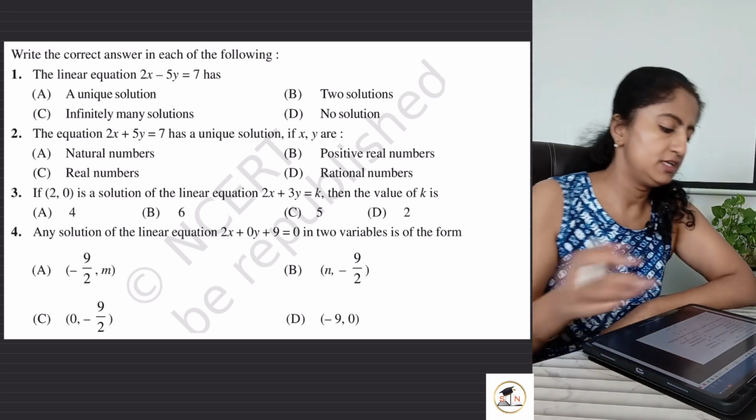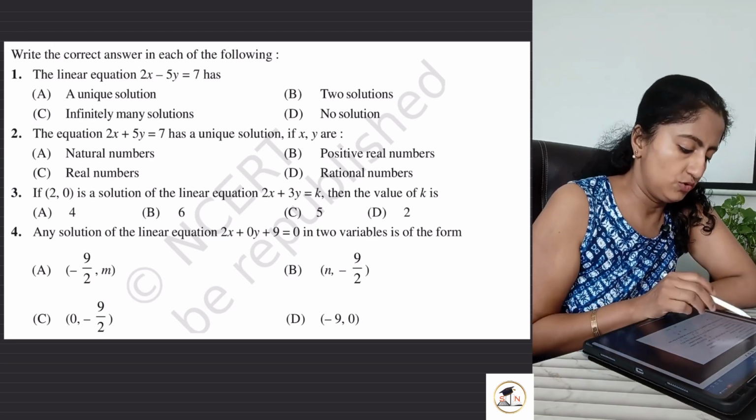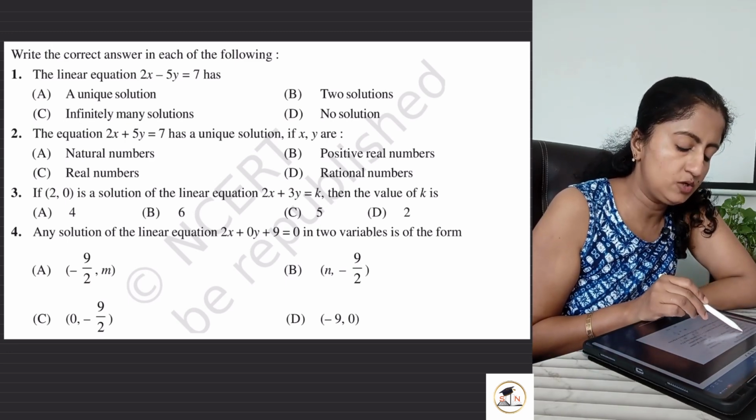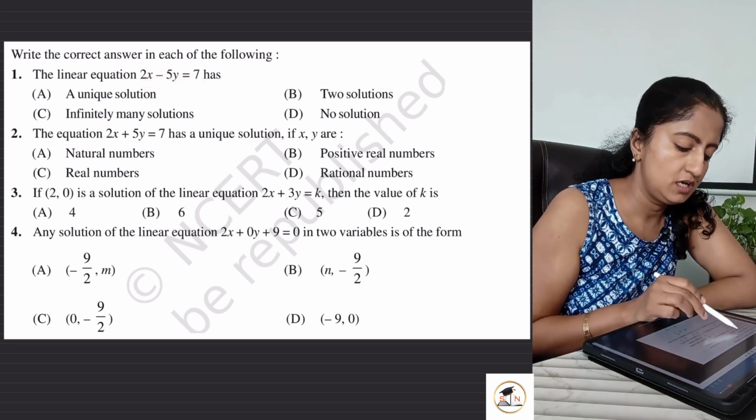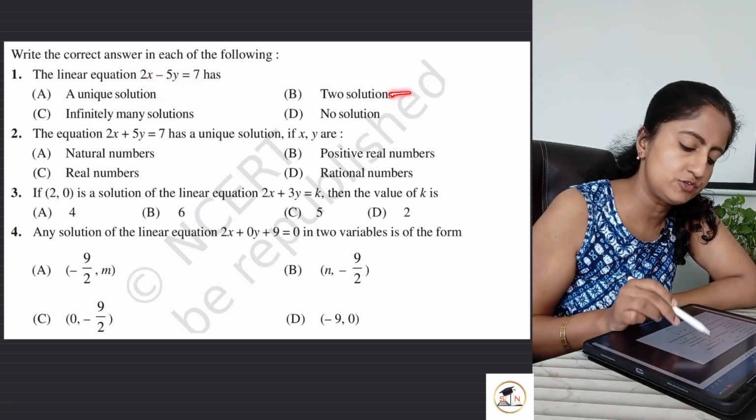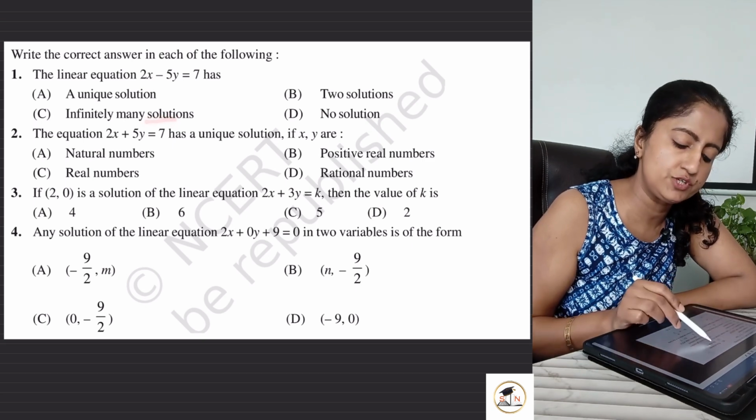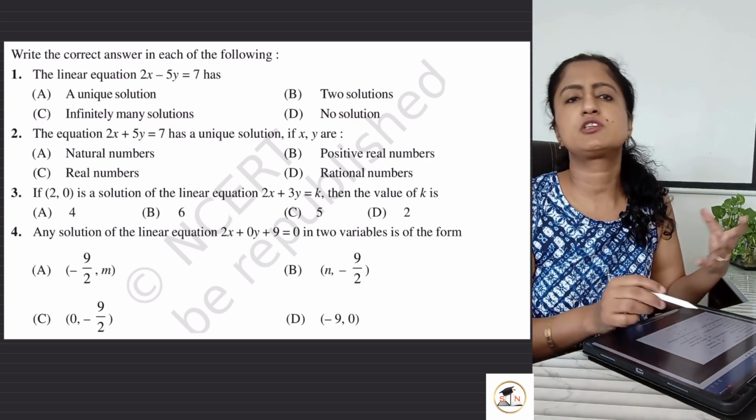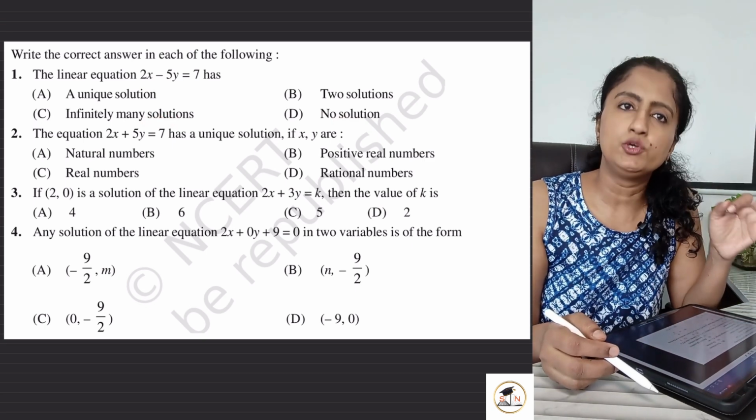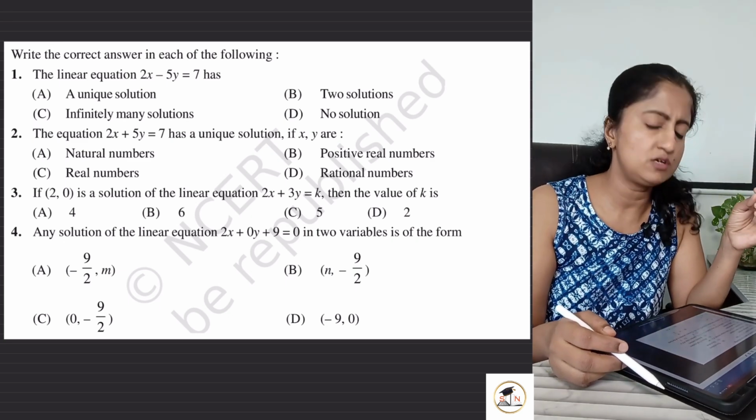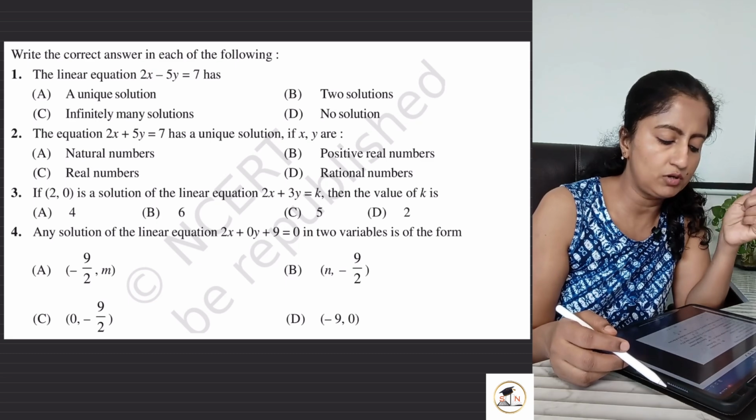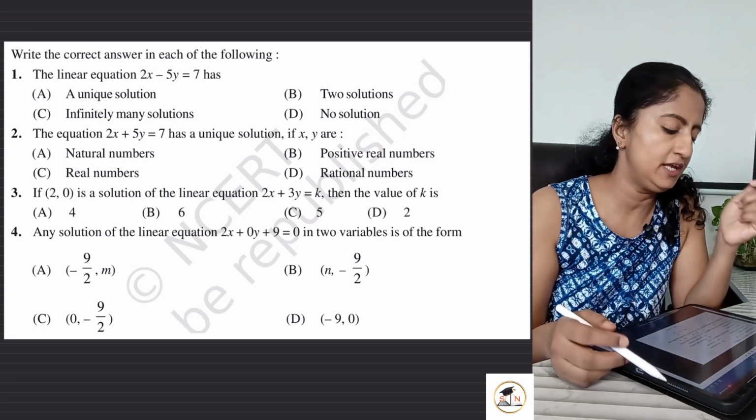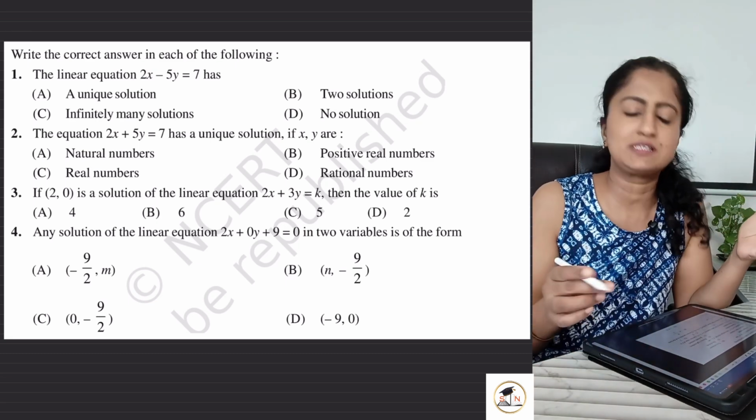Okay. Now starting quickly with them. So the first question says a linear equation 2x minus 5y equals 7 has a unique solution, two solutions, infinitely many solutions, or no solution. Okay, first of all, when we talk about unique solution, as the word clearly says, एक solution, right? अब when we are talking about 2x minus 5y equals 7, कितने solutions मिल सकते हैं हमें?